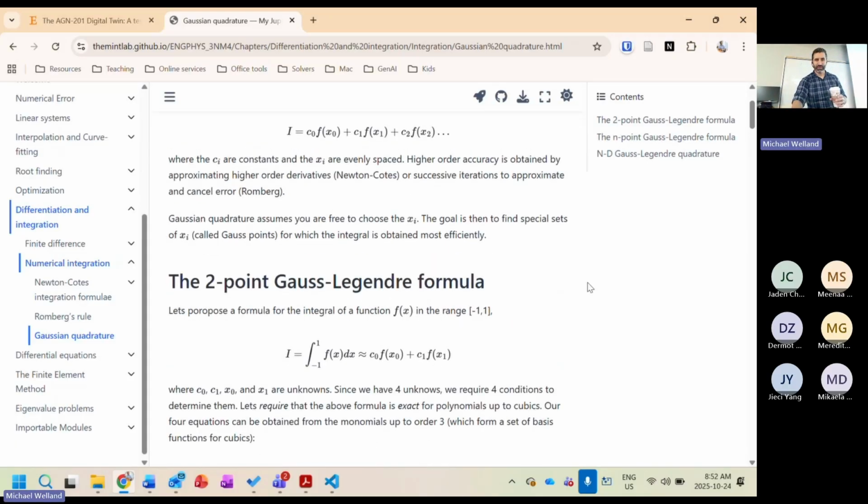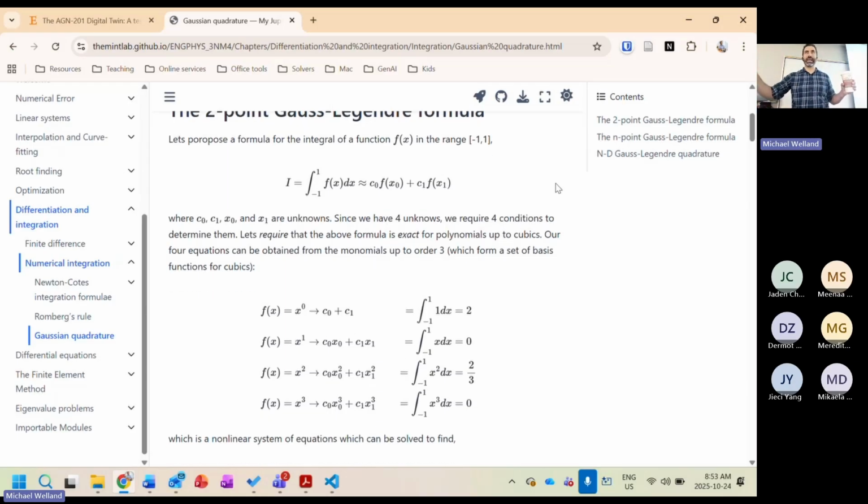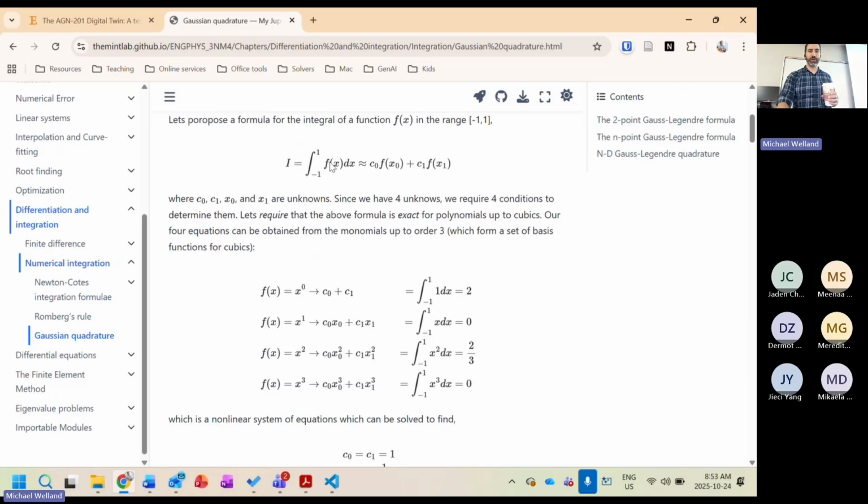Okay, here's the magic. Nothing up my sleeve. We're going to propose a formula for the integral of some function f of x in the range -1 to 1. Okay, -1 to 1 is the convention through which everything else is derived. If you have something that is not -1 to 1, we just transform it into -1 to 1, a simple coordinate transformation. It gets a lot more general than that. You know, stay seated for this part. Okay, so you've got the integral from -1 to 1 of your function, and we're going to say that it's equal to c0 times the function evaluated at x0 plus c1 times the function evaluated at x1.